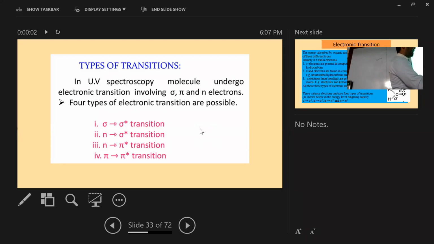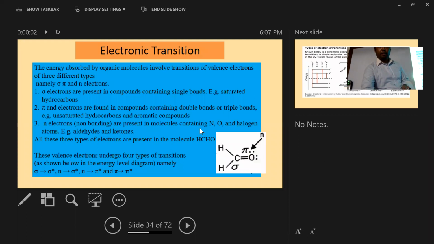or it can excite. That means this is sigma bond, sigma to sigma star. If you give very high energy, that is enough to excite this carbon hydrogen bond, like this way. So sigma to sigma star, from bonding electron to anti-bonding. So it can go from sigma to sigma star. Maybe I can show you some other slide that can be even better.